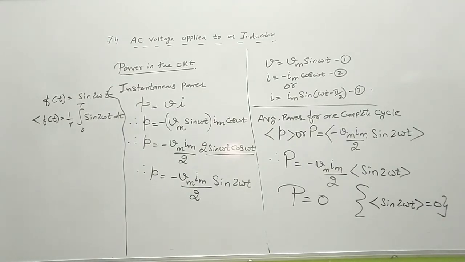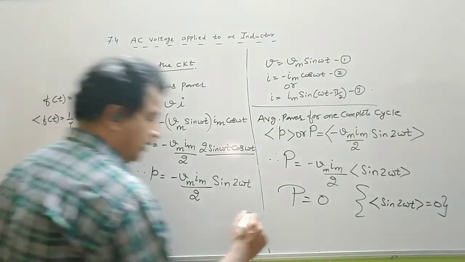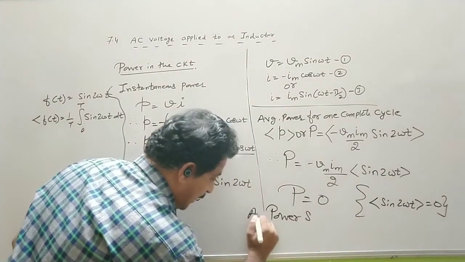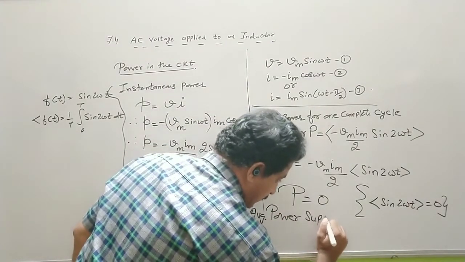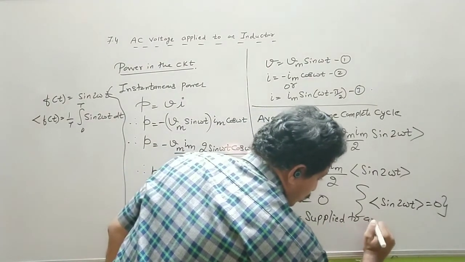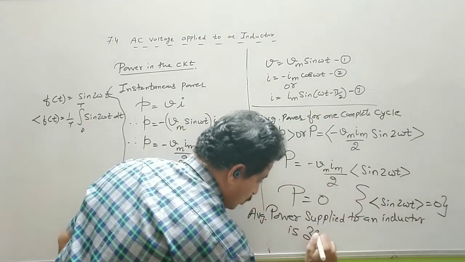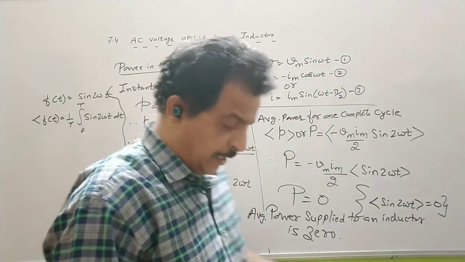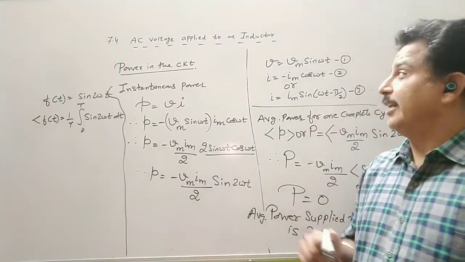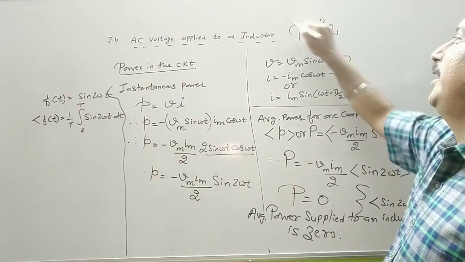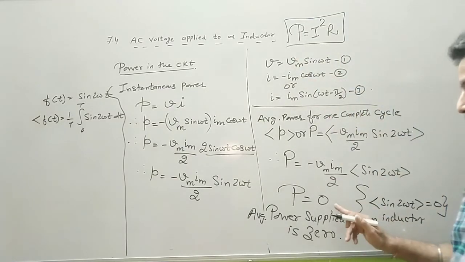Now what does it mean that the average power supplied to an inductor over a complete cycle is 0? That we will try to understand in the next lecture. So the average power supplied to an inductor is 0. While in the case of a resistor, the power supplied to a resistor was I square R, but here the power comes out to be 0.